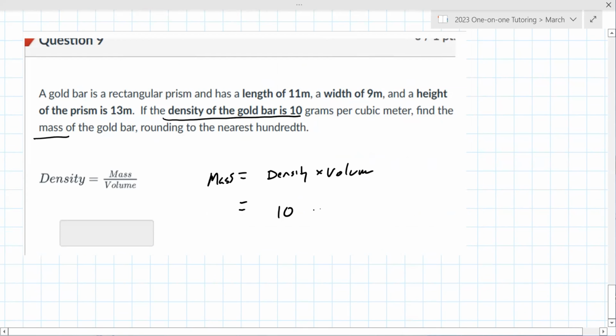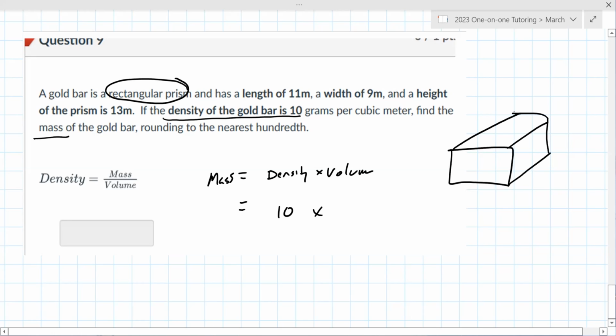The density is 10. The volume comes from the shape, and it says it's a rectangular prism, so that's 11, 9, and 13. How do you find the volume of that? You multiply them together. Mass is density times volume, in grams per cubic meter. It's really odd because there is no rounding needed.